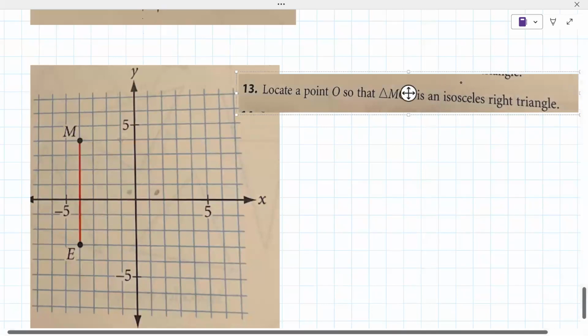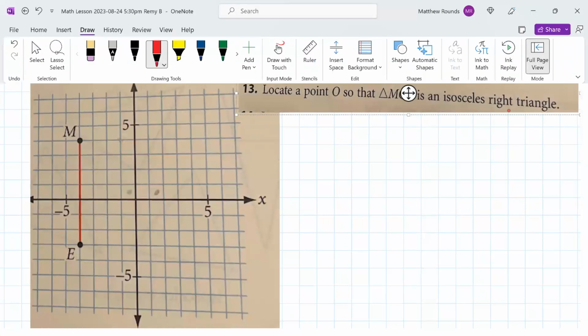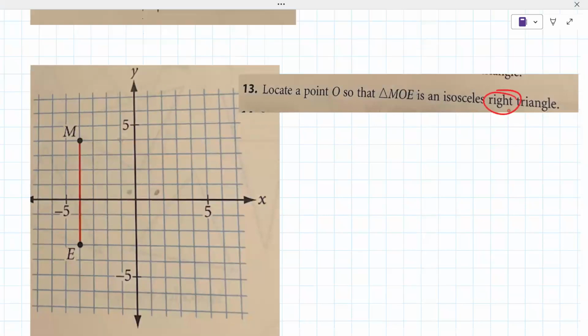Okay, so that right is a big deal. It could be, for example, that this is the triangle and this is a right angle. You agree with that? See how that's a right angle? But what would make it isosceles? What is the requirement for isosceles? For two of the sides to be the same length. Two of the legs in this case have to be the same.